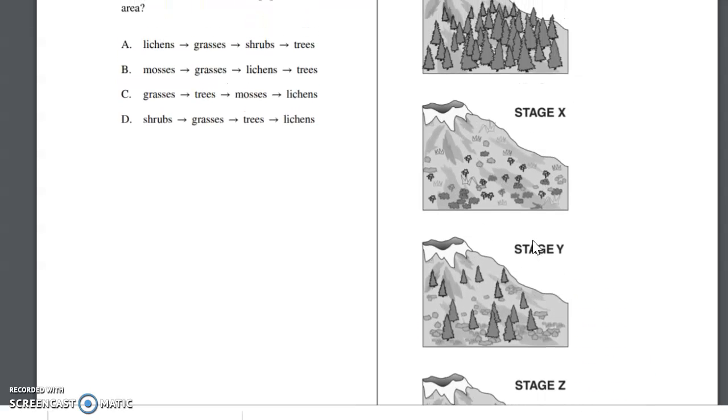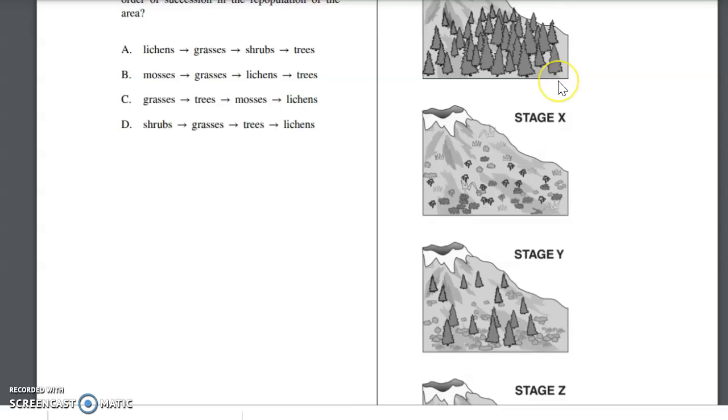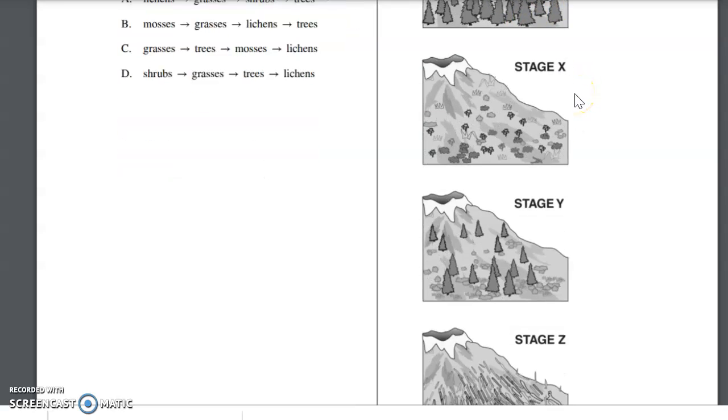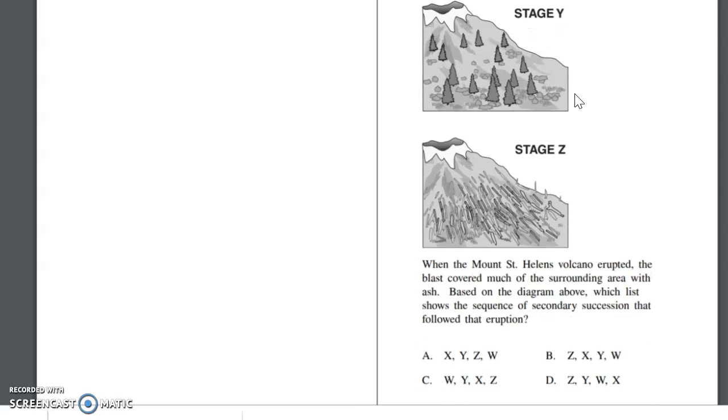I would say probably all these trees would be the climax community, the end stage there, the stable community. Remember, the climax community is when it reaches the stable state where it doesn't change anymore unless another disaster happens. So I'm thinking W is going to be our last stage. So, that's going to bring us to A or B.